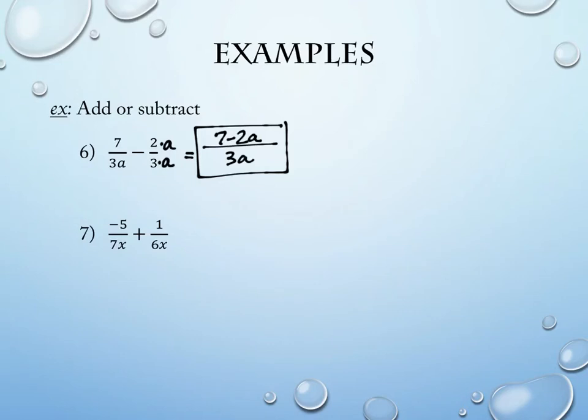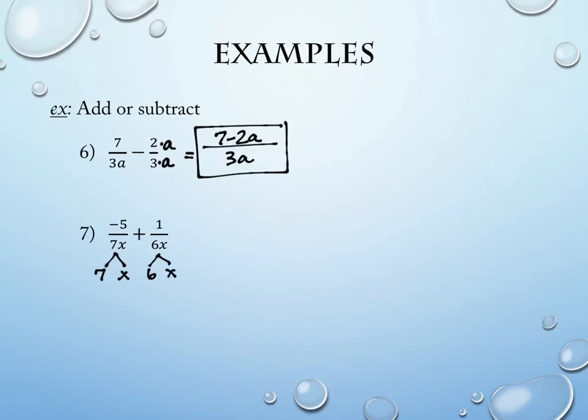Now, number 7. They don't match, but they do have something in common as a factor, right? What factor do they have in common? An x. Because if you understand this, really this is 7 times x, right? We never write it out that way, but we should think of it that way. It is 7 times x and 6 times x.